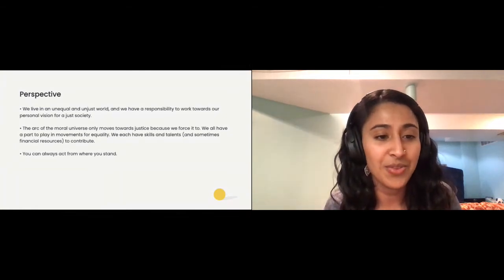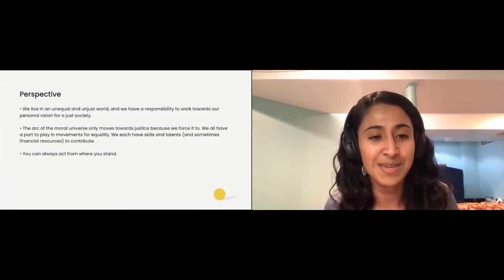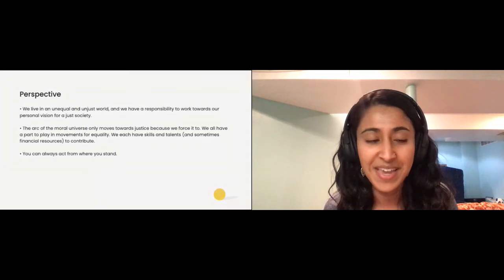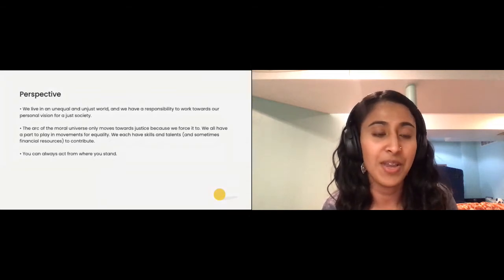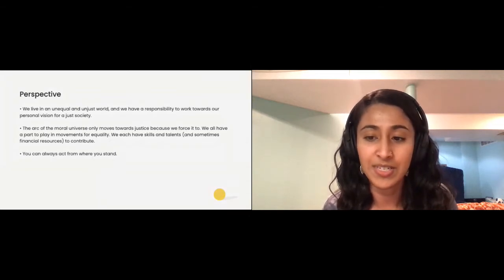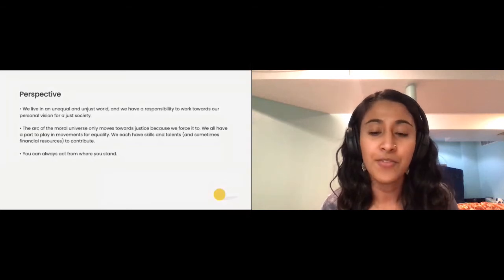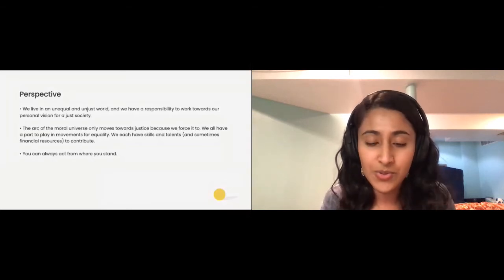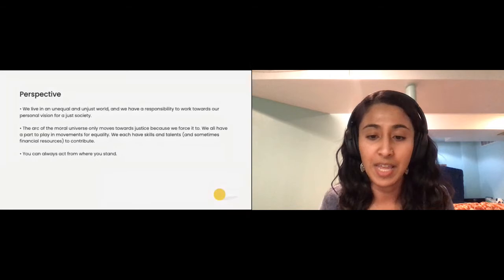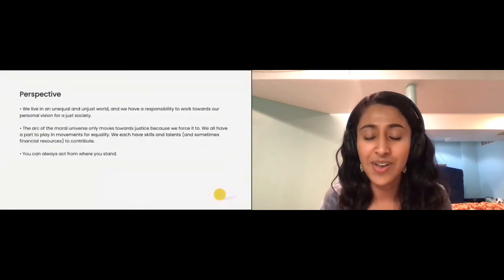I want to highlight the third bullet here because I think sometimes people can get tripped up with this. Sometimes thinking about inequality or injustice in the world can feel really overwhelming. And if in your day job or while you're in school, you feel like you're unable to do something that helps out, I just want to make it clear that there's always something you can do from where you are.